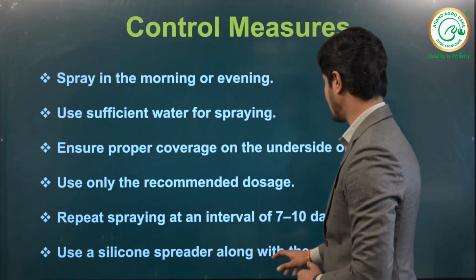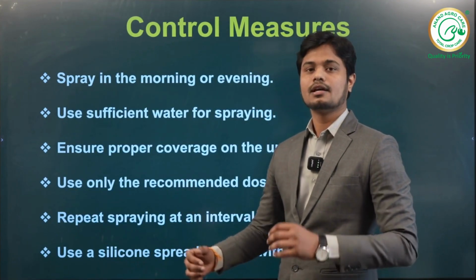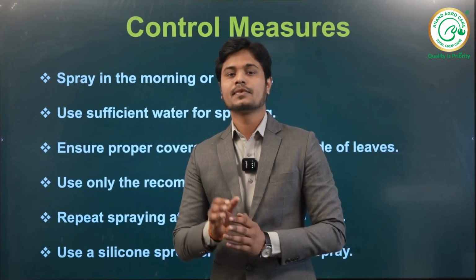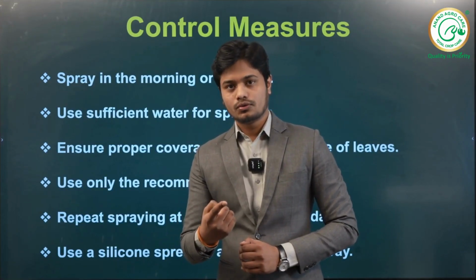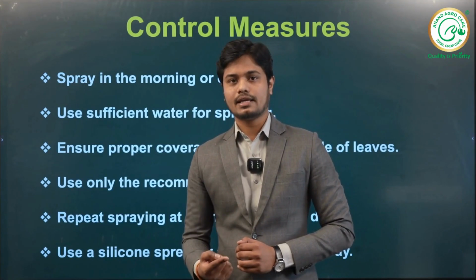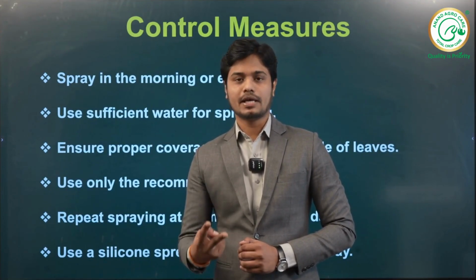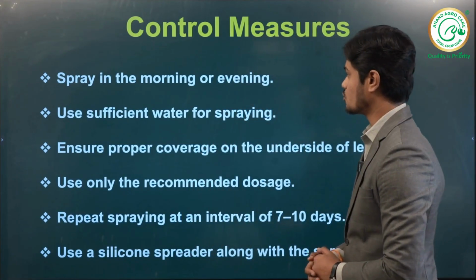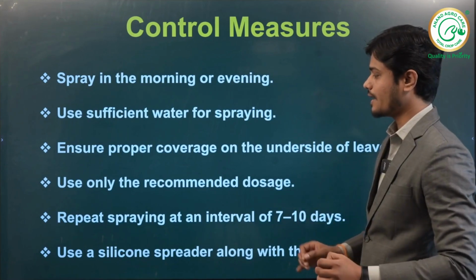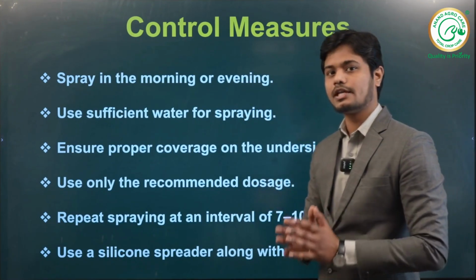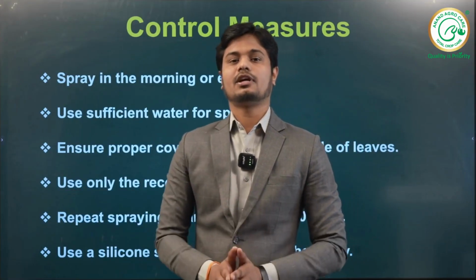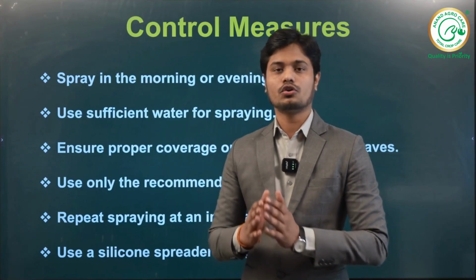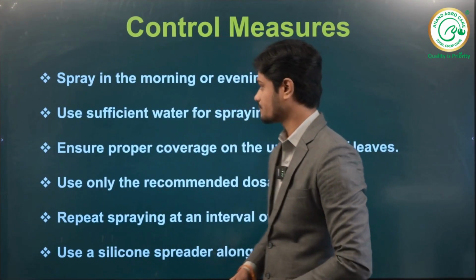Use a silicone spreader along with any of your sprays. Silicone spreader by the name of Anand Wet Gold. This will help whichever spray you are applying to spread, penetrate and stick on the surface of leaves or plant tissues. So you need to apply all these steps; a combination of these steps will be more effective to reduce the mite population or to control red mites.